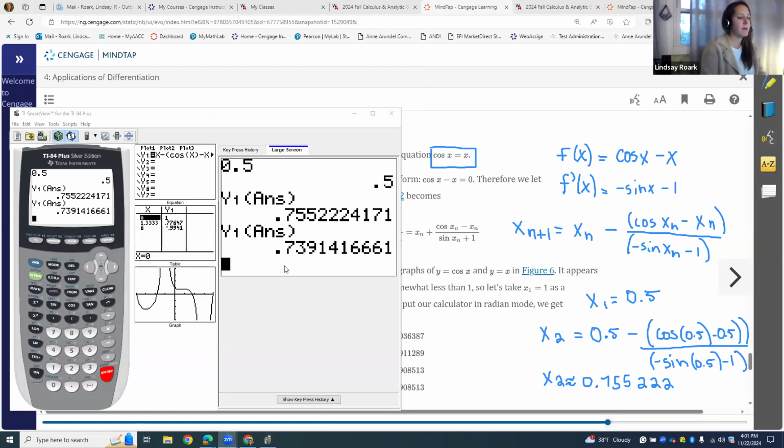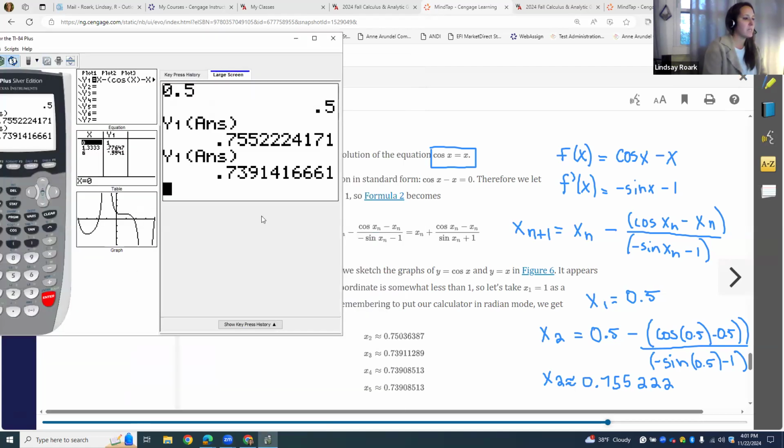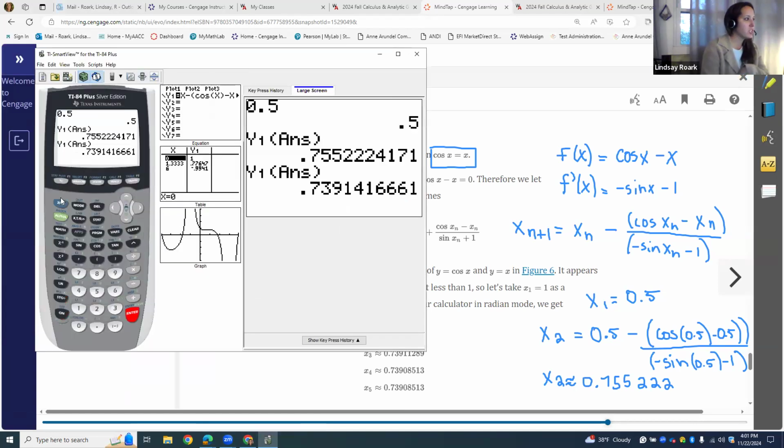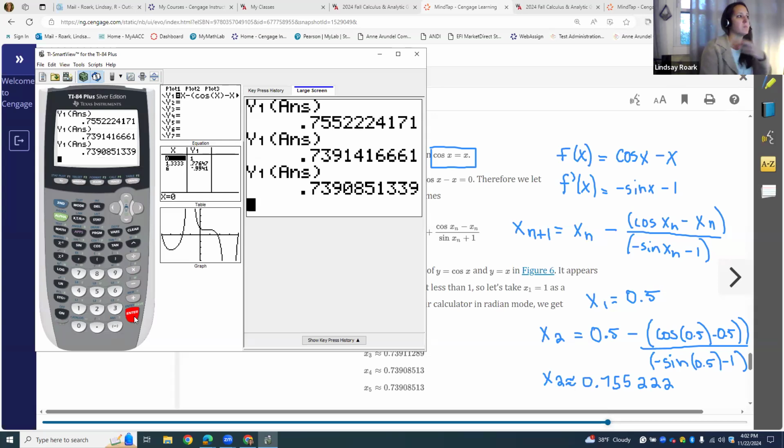That's okay. This is technically x sub 3, which is 0.739141661. And then we could do it again to get technically my fourth iteration. I'm going to keep doing this until, again, I have the first 6 decimals correct. If you have a newer calculator, you can scroll up and just push enter. That will bring up y1 of answer.